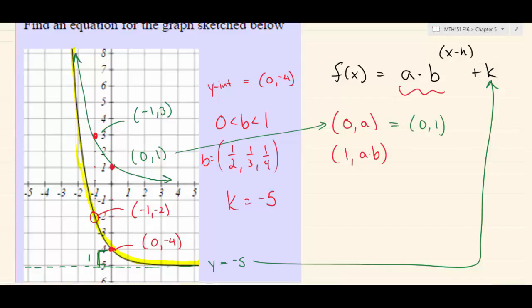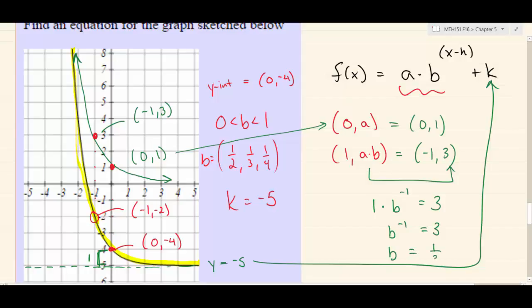Remember when we built this, we started with A and B, and we graphed something, and then later we added H and K. So what we're doing now is we're reversing this process. We're removing H and K first, and now we're looking at A and B. So when we remove K, or when we undo it, we shift the graph up 5 units. That gives us the green graph with the points (0, 1) and (-1, 3). Now using these points, we figure out A and B. So if A is 1, 1 times B to the negative 1 power equals 3. B to the negative 1 equals 3. B is equal to 1/3.